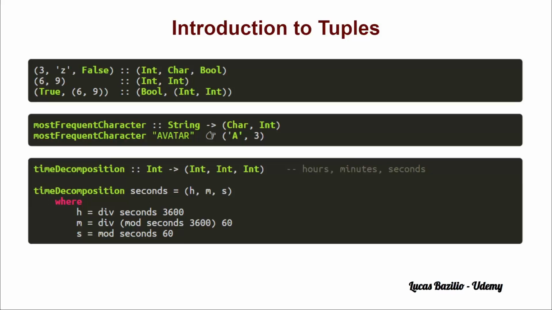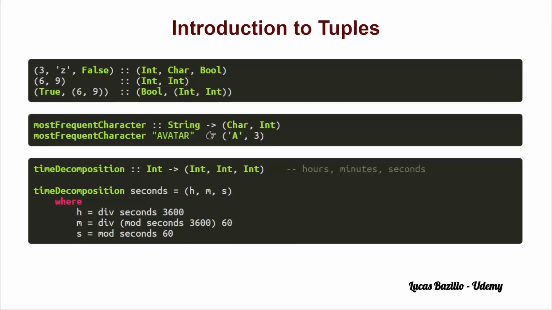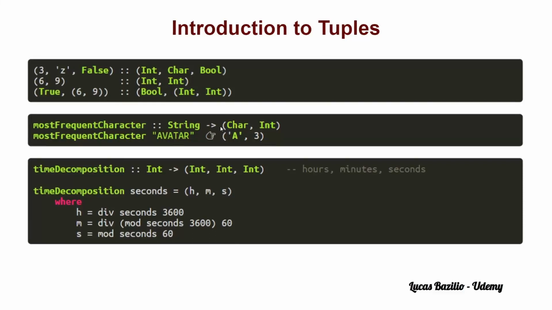Now, what can tuples in Haskell be used for? Imagine that you have to design functions that return more than one thing. Take a look at the function of the most frequent character. From a given string, it will return which character is the most frequent one in this string and also how many times this character appears. That is the number of occurrences in this text of this character.